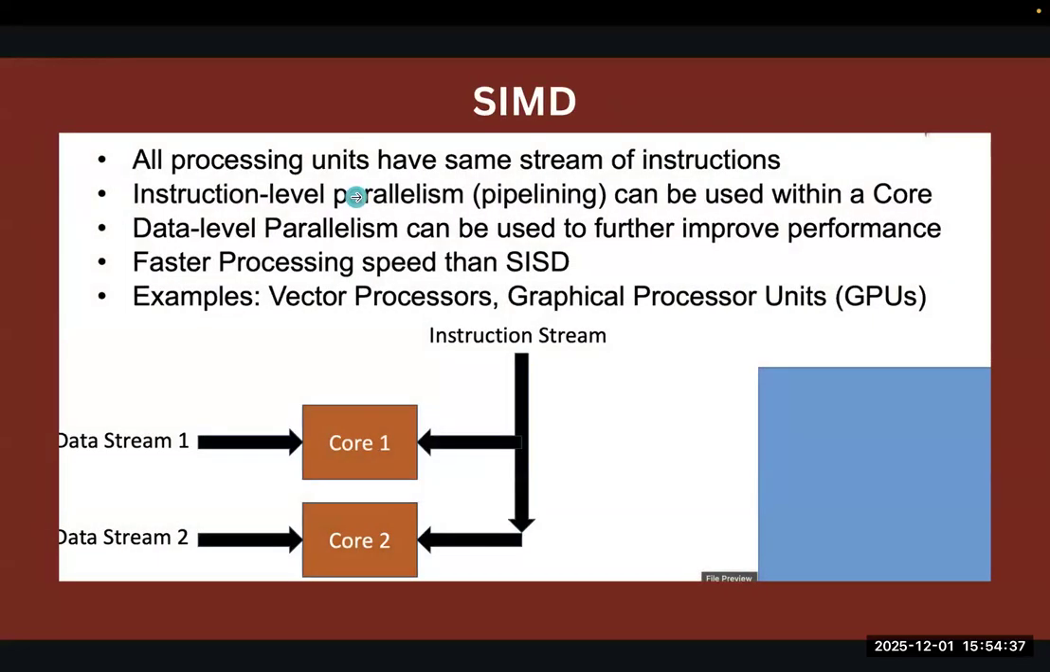Then we have SIMD. So all the processing units execute the same instruction but on different pieces of data. This is ideal for workloads like graphics rendering, matrix operations, and vector arithmetic. SIMD is much faster than SISD when operating on large data sets because it handles many data items simultaneously.